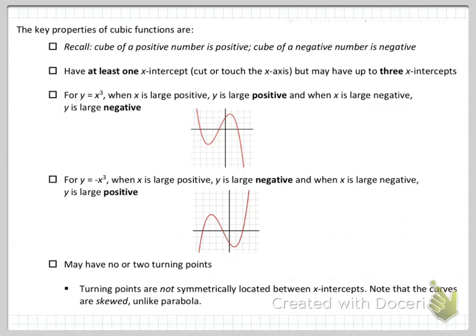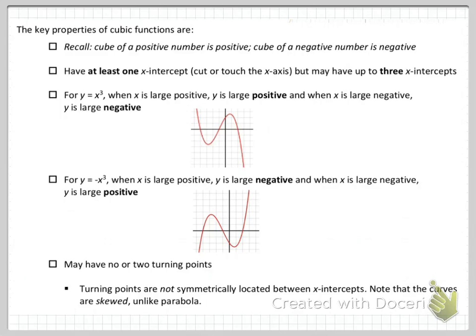The key properties of cubic functions. Firstly, recall that the cube of a positive number is positive, which makes sense, but the cube of a negative number is negative. If a negative number is raised to an odd power, you will be multiplying by an odd number of negatives, which will result in a negative product. Knowing this, we can say that a cubic must have at least one x-intercept, because at some point the numbers must go to 0 or become negative.